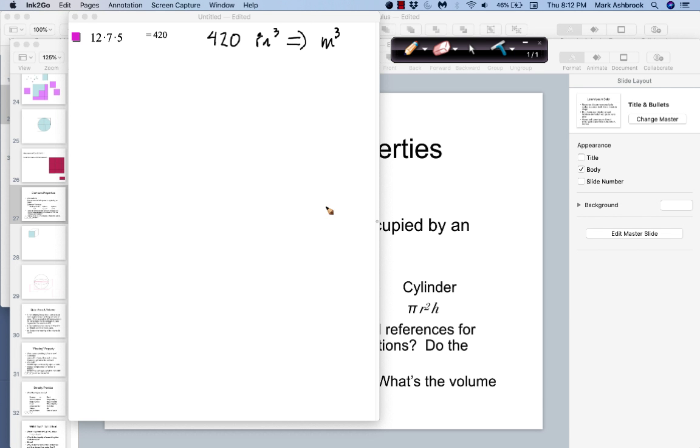Okay, so let's see how this works. So again, we're going to start by saying 420 inch cubes as a measurement is saying that it's a volume that's 420 times as big as 1 inch cube. And so thinking about getting to meter cubes, let's go from inch cubes to centimeter cubes.